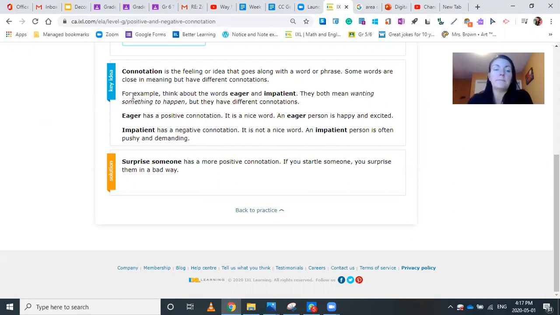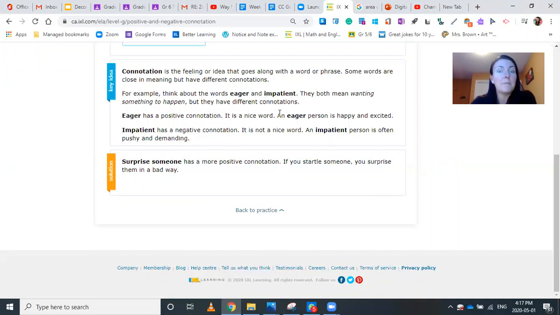Let's look at an example here. The example is to think about the words eager and impatient. Two words. They mean very similar things. They both mean wanting something to happen, but they're very different connotations. Eager is a much more positive way to say something. It's a nice word. An eager person is happy and excited. For me, an eager, I just think of a little dog that's waiting for his dinner, right? That's the kind of picture you get. They're so excited. They're shaking their tail. They can't sit still. They're eager for their food, right? And some of us get like that too, all right?